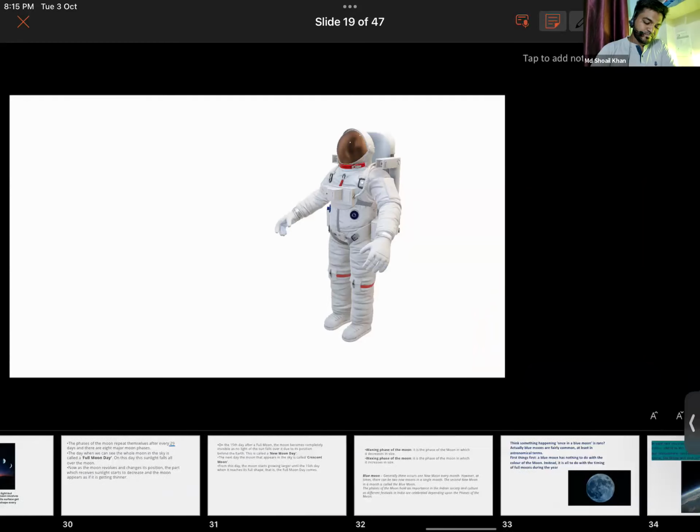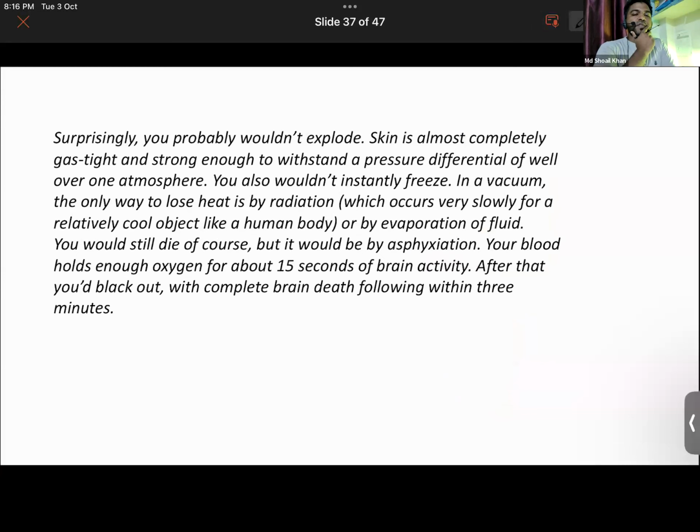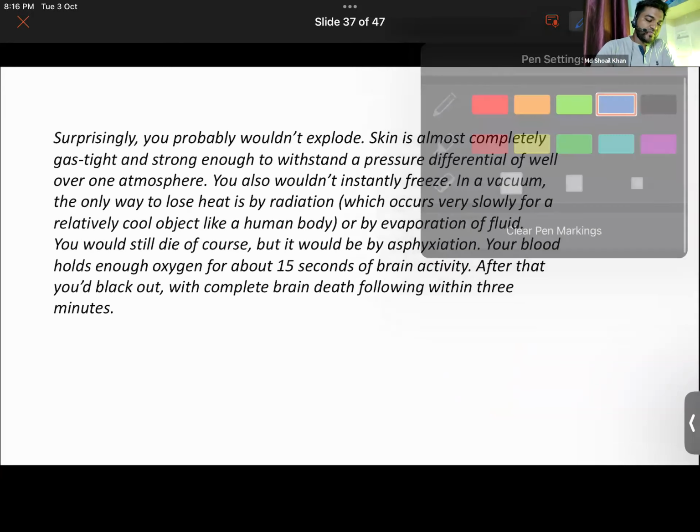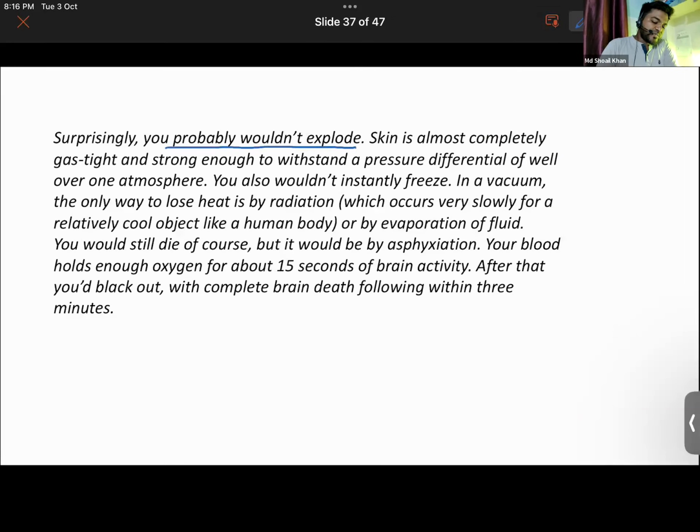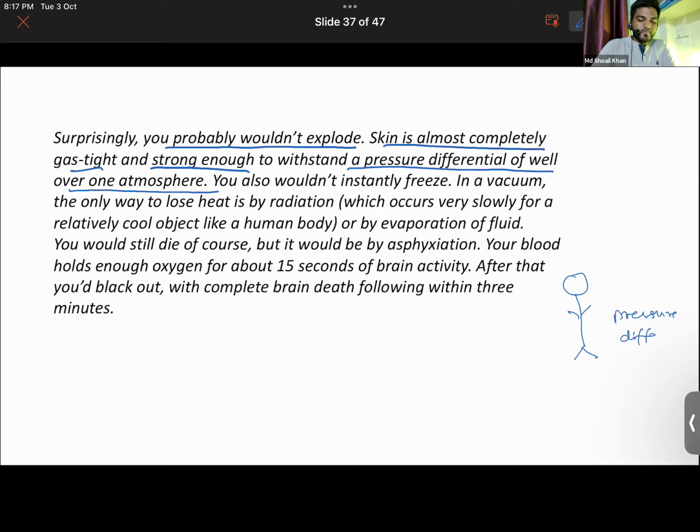Also, sir, since space is cold, the person would just freeze. No, the prior reason for death will be what? Explosion. Look here, inner explosion. What will happen? Surprisingly, you probably would not explode. Skin is almost completely gas tight and is strong enough to withstand a pressure differential of well over 1 atmosphere. Look here, you are in space, someone is in the space suit, right? Our body also has its own pressure, due to blood circulation and the pumping of the blood, because the heart is pumping the blood at a pressure, that is the blood pressure. So there is a pressure inside our body, right? But outside our body in space there is no pressure. So there will be a pressure difference now. Yes, sir. Getting it, Ahmed?